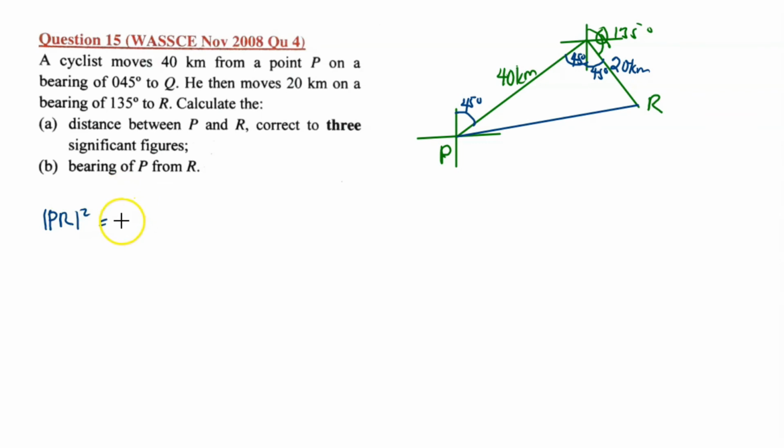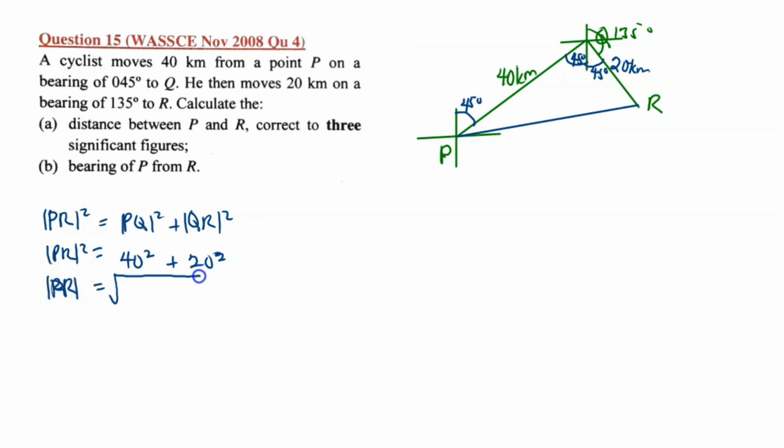So you can choose to write it as PQ all squared plus QR all squared. But you could have also gone straight ahead to do your simple substitution. So that is going to be 40 squared plus 20 squared. And in order to get PR, it will be equal to the square root of 40 squared plus 20 squared.